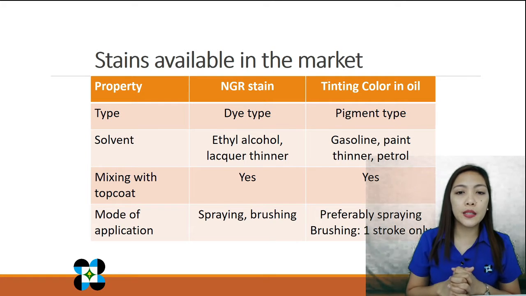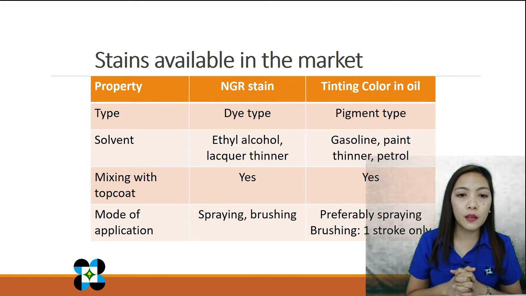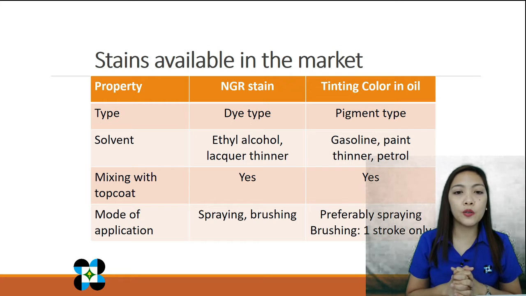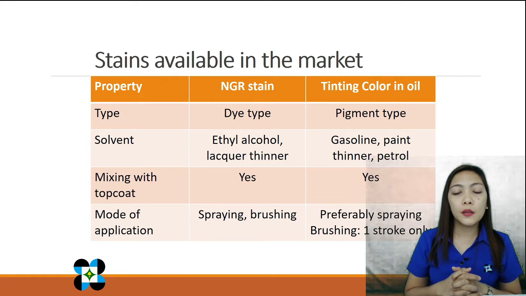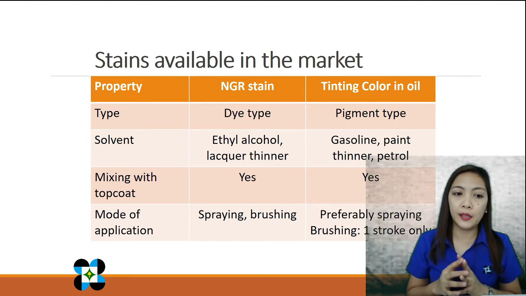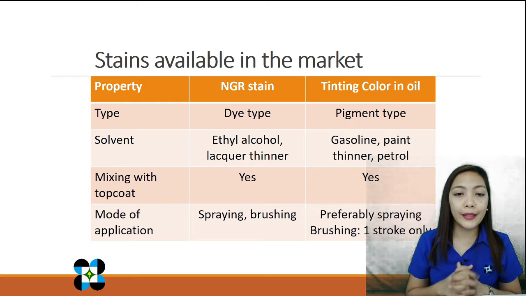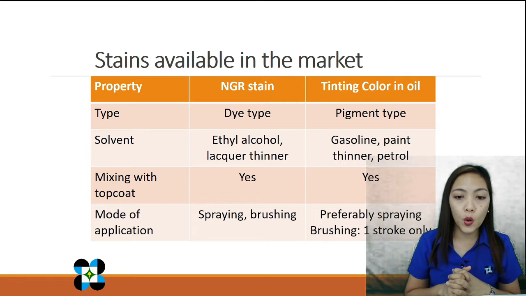So these are the stains available in the market. Yung dye type, nandyan yung tinatawag na non-grain raising stain. Yung pigment type, nandyan yung tinatawag natin tinting color in oil. And meron ding mga readily available na wood stain, those are pigment type. So, basically, for the dye type or the NGR, it can be dissolved by alcohol or lacquer thinner. It can be mixed with top coat. And it is applied by spraying or brushing.